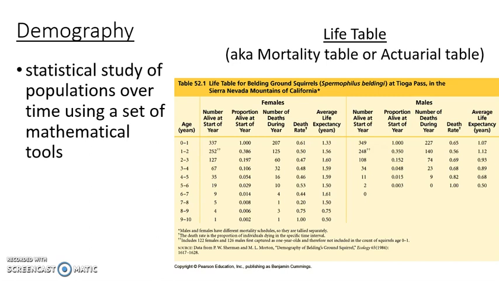When we look at population studies for ecology, what they're basically doing is using statistics and some mathematical tools to start describing the population and to learn a little bit about how they change. This is one example with a life table over here. These are also known as mortality tables, and if you're in the insurance business, it's known as an actuarial table. What you're looking at is a population of squirrels up here in the Sierra Nevada mountains and what's going on with their population.